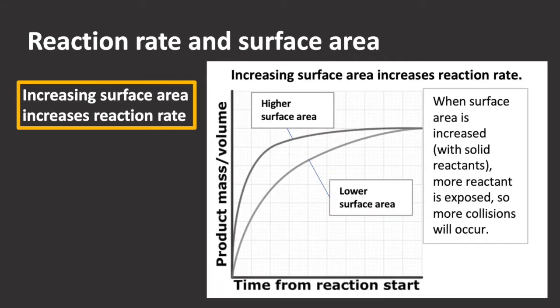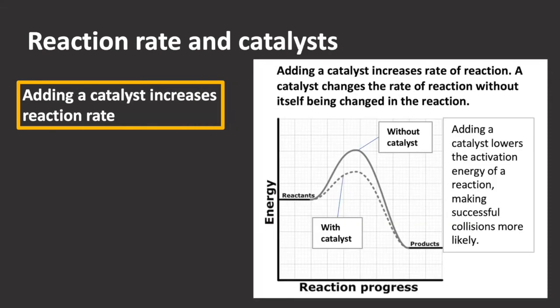Increasing surface area of a solid reactant also increases reaction rate. If the surface area to volume ratio of a solid reactant is increased, more reactant molecules will be exposed, so the frequency of collisions again will increase and there will be more successful collisions. Finally, adding a catalyst increases reaction rate. This is because adding a catalyst lowers the activation energy of a reaction, which means that a higher proportion of collisions will be successful because they will have more energy than the activation energy.